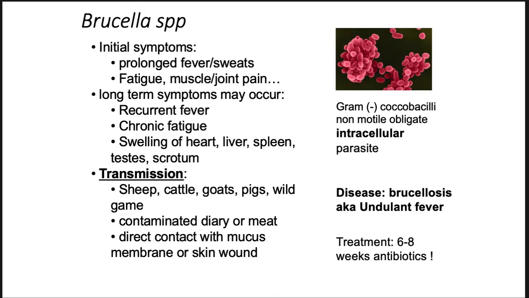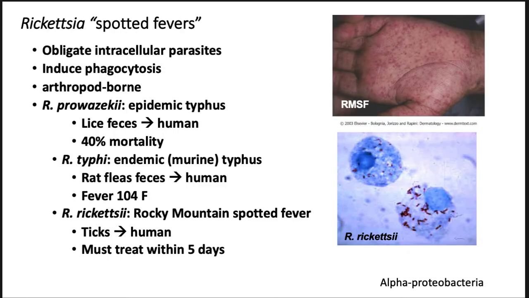So people who work with livestock need to take careful precautions. Okay, the Rickettsia. These are the spotted fevers. We have Rocky Mountain spotted fever seen here. Its distinguishing characteristic is that you have the rash on the palms of the hands and soles of the feet. I didn't provide images of the other diseases. Probably just can't fit everything on this slide.